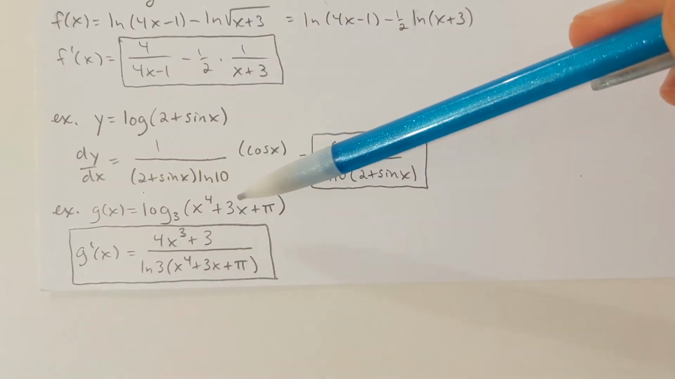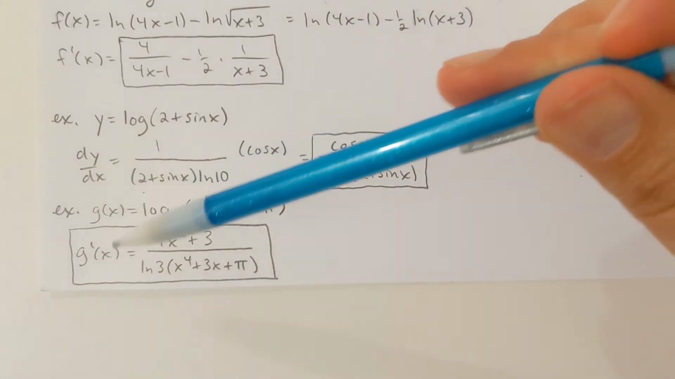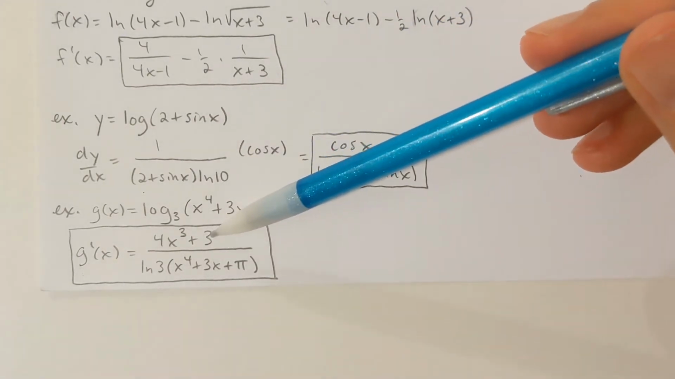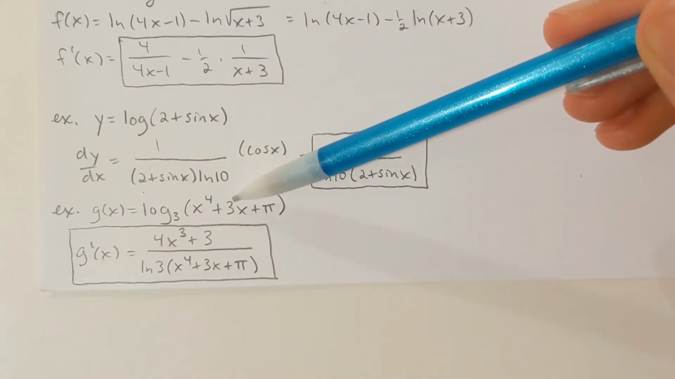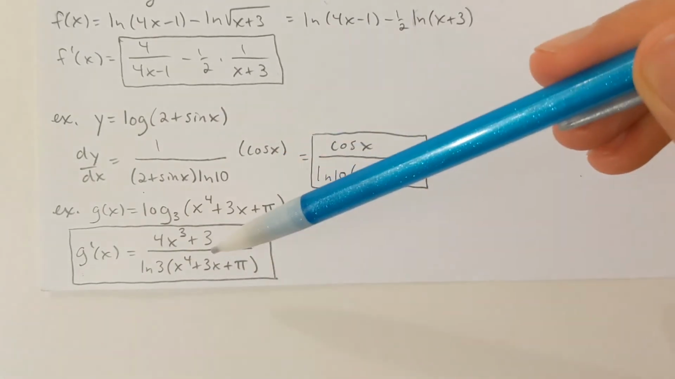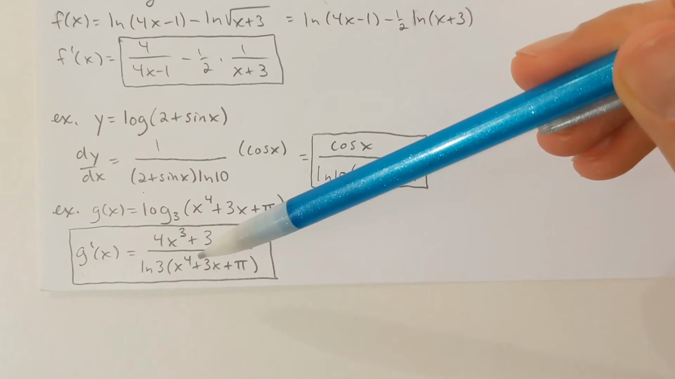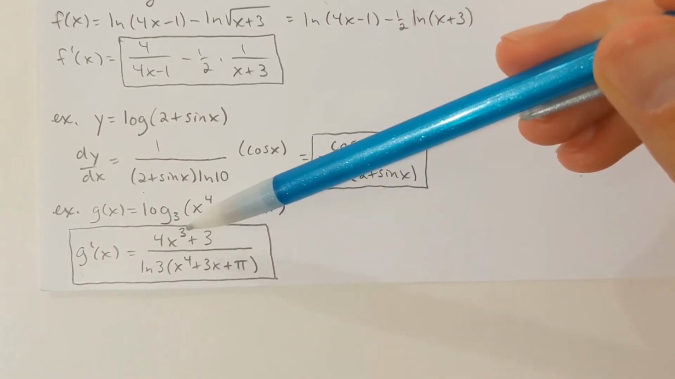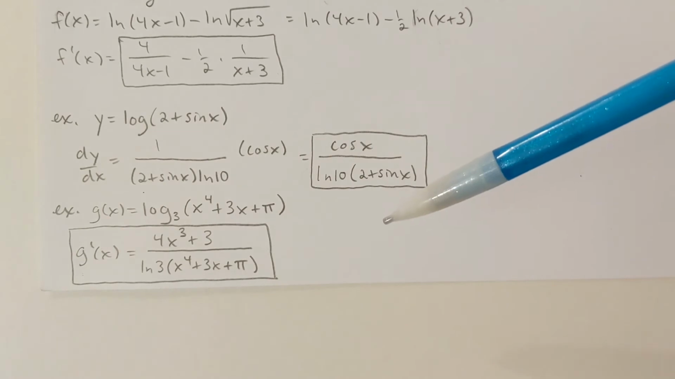Here's another one, another chain rule. If we want to find g prime of x, we're going to have 1 over x to the 4th plus 3x plus pi times the ln of 3, since the base is 3, and then finish the chain rule by multiplying by the derivative of x to the 4th plus 3x plus pi, that'd be 4x cubed plus 3.